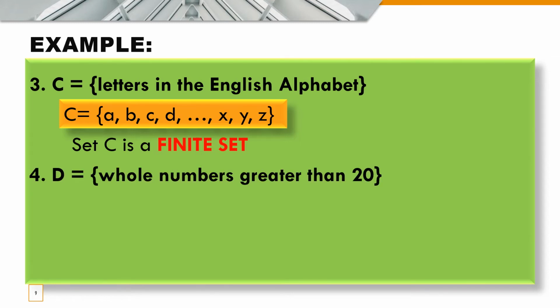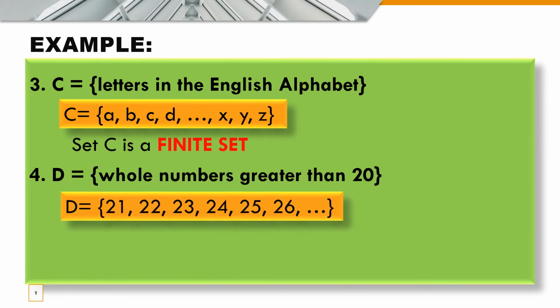Last example, we have set D, whole numbers greater than 20. Finite or infinite? So what are the elements under this set? So we have 21, 22, 23, 24, 25, 26, and so on. And of course, this is an infinite set. Naintindihan nyo na ba? Ano ang kaibahan ng finite at saka ng infinite?